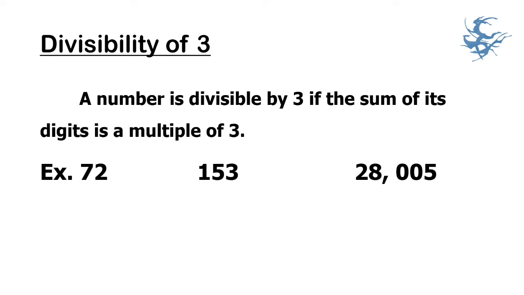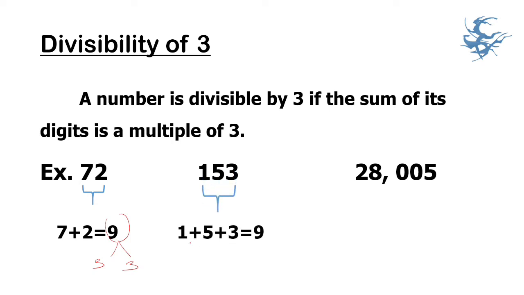Now, let's go with our first example. We have 72. So, i-add lang natin 7 plus 2 is equals to 9. Now, 9 is a multiple of 3 because technically the factors is just 3 times 3. Okay? Now, let's go with our next example, which is 153. We're just going to add the digits. 1 plus 5 plus 3. 1 plus 5 is 6 plus 3 is 9. Same lang din sa unang example natin. 9 rin yung sum nila.